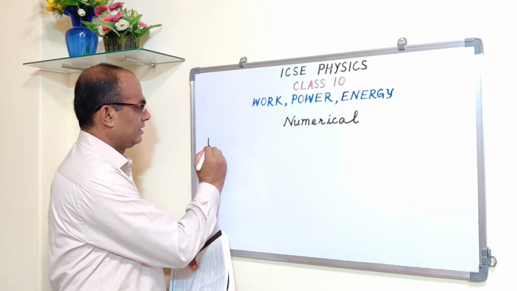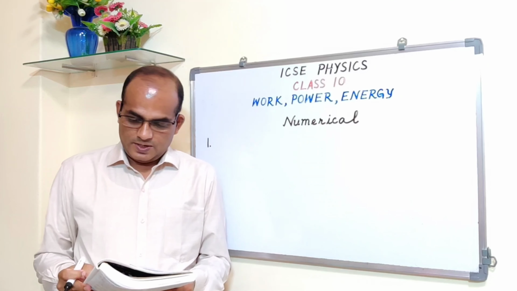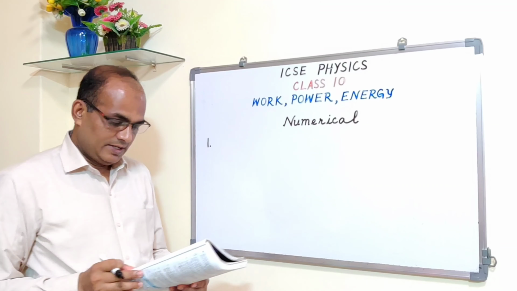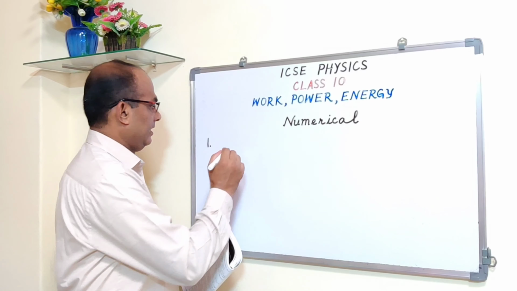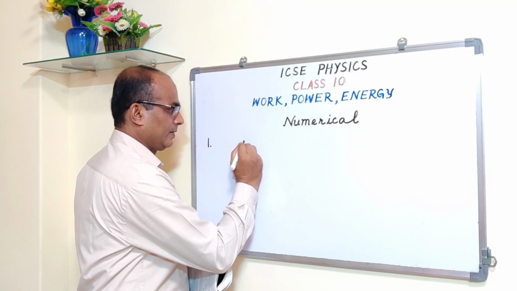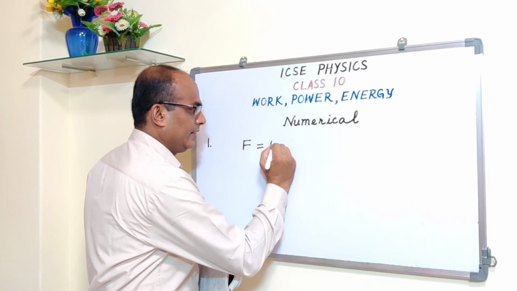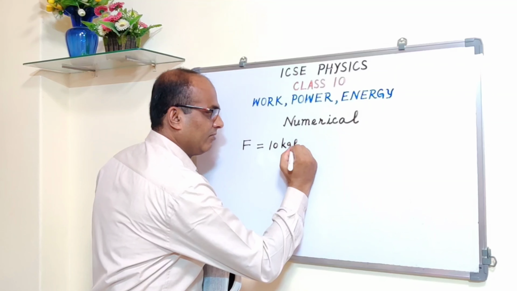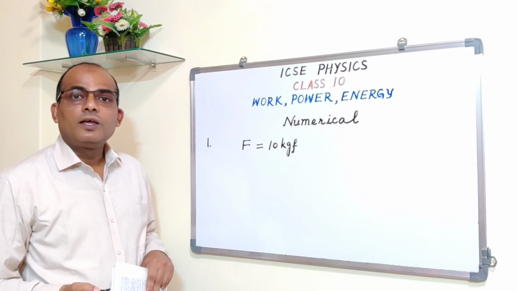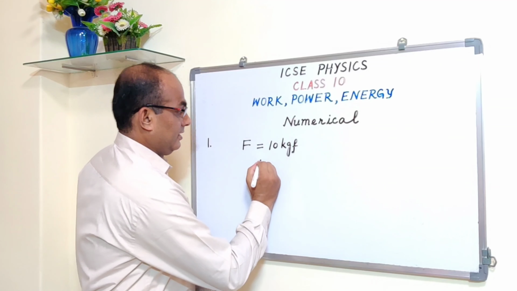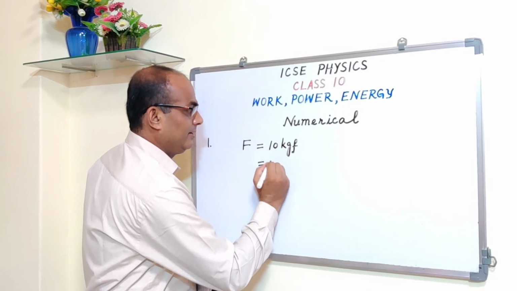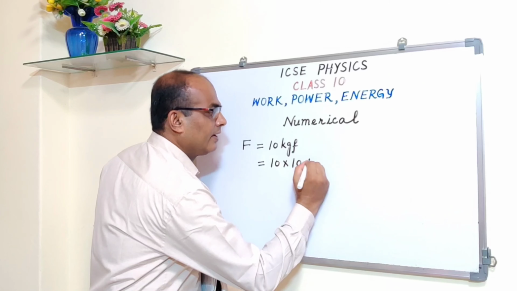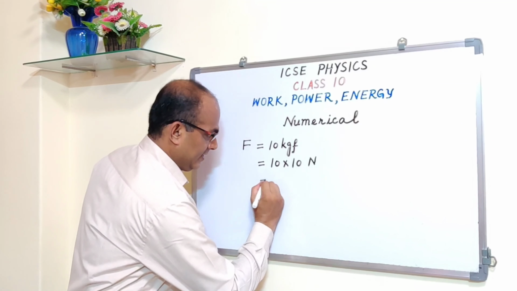First question: a body when acted by a force of 10 kgf. So F is equal to 10 kgf. Let us convert this into Newton. We know that if g is equal to 10, we have to multiply by 10. So 10 into 10. This is Newton now, and that gives you 100 Newton.